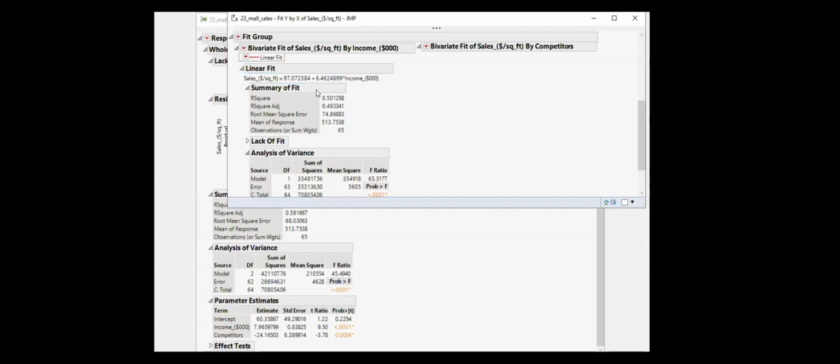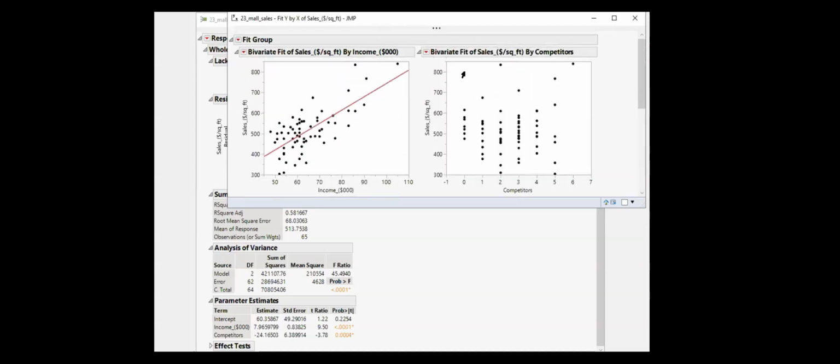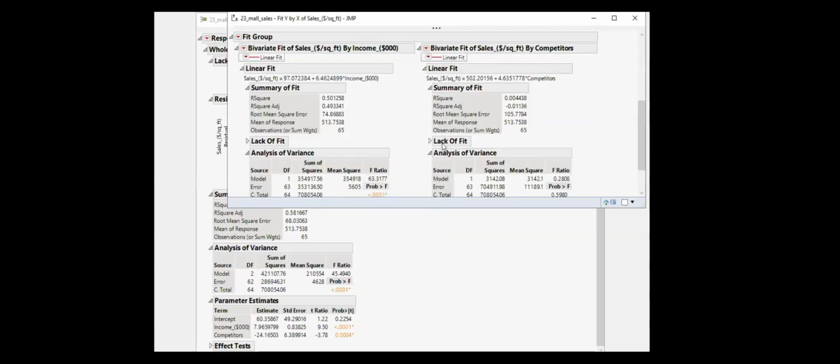But here, it's separately being affected. R square is, of course, lower. Using one variable, you're covering a smaller portion of variation in sales, which is 50%. And that's your intercept and income. How about the competitors? Red triangle, fit line. Also, you can see 502 is the intercept, 4.6 is the slope, right?